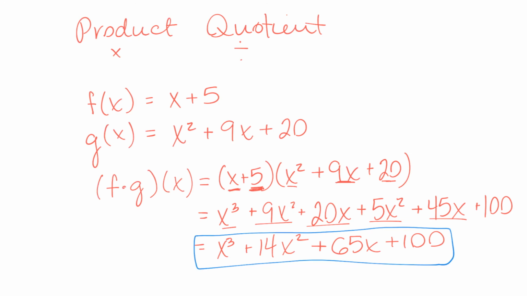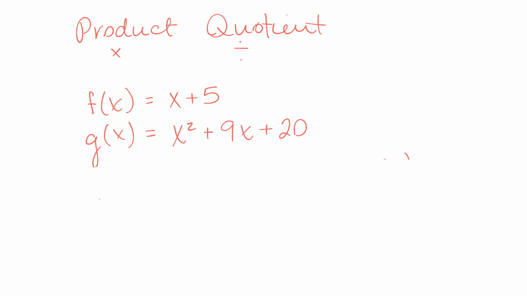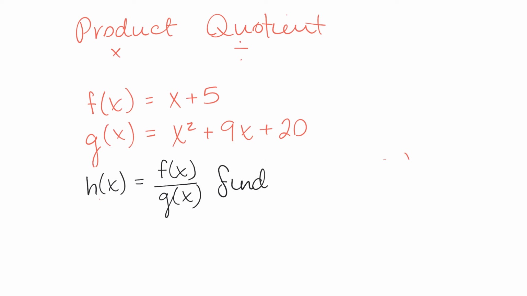If you're going to divide, if you're looking for the quotient, you have to be careful. And also, sometimes things are written like this. It'll say h of x equals f of x over g of x. And then the instructions will be find h of x. So you're going to do the same thing. You're going to say x plus 5 divided by x squared plus 9x plus 20.